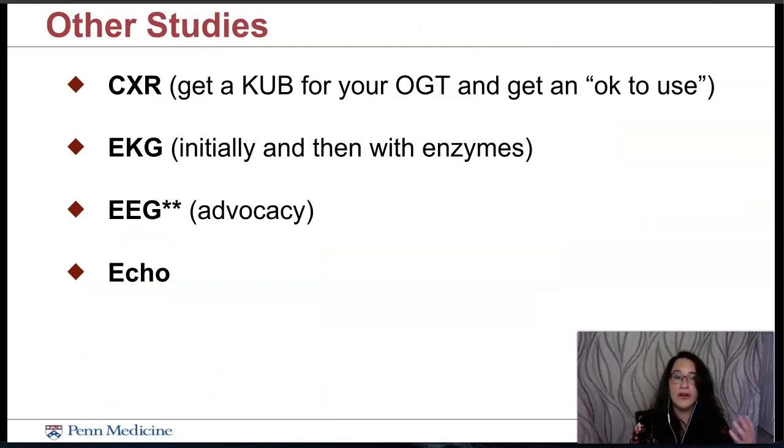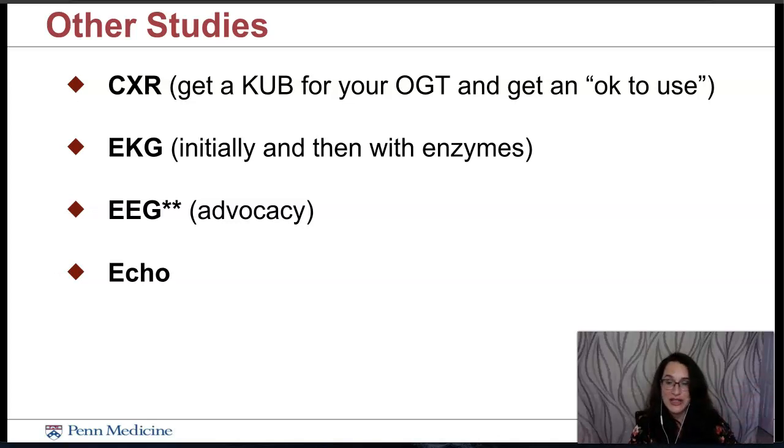And then we're going to go to other studies. We're going to think about getting a chest x-ray. And maybe you want to put an OG tube in there, get your KUB, and make sure you got an order saying it's okay to use. EKG, we can control that. The EEG, we can't control so much, but know that we should be advocating going, oh, you know what, the EEG hasn't happened yet.